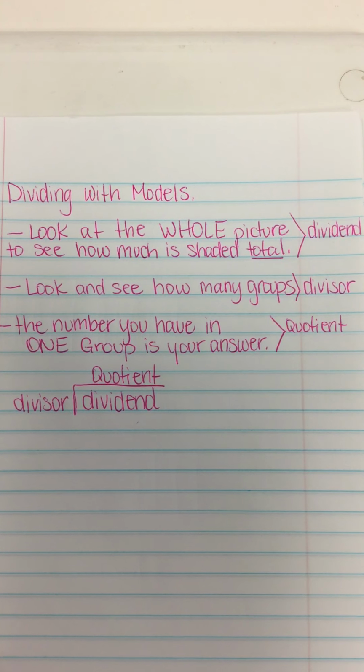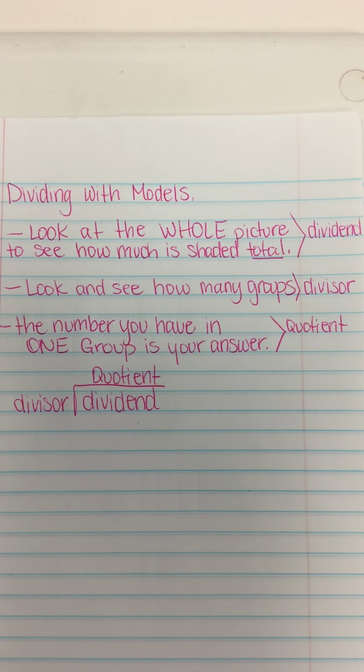Dividend divided by the divisor. Quotient is your answer. Okay, so looking at the model for division, you have to look at the whole picture first and see how much is shaded. Then you're going to look at how many groups they have. And then you're going to look at one group to see how much is shaded.